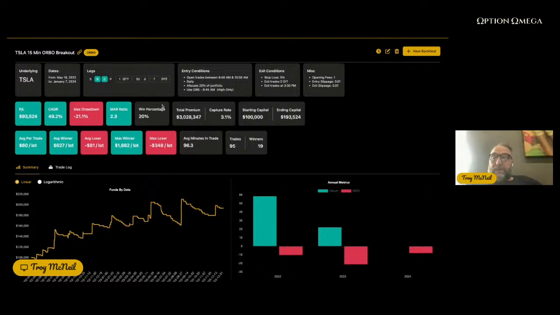What is the criteria for this? I am opening it daily, so I'll do it any day that this happens, but I'm always going to choose the 7-day contract. I'm allocating 20% of my portfolio. We're going to talk about allocation in a minute because it's actually a big part of these type of strategies. And the thing we're doing is a 9:45 opening range.